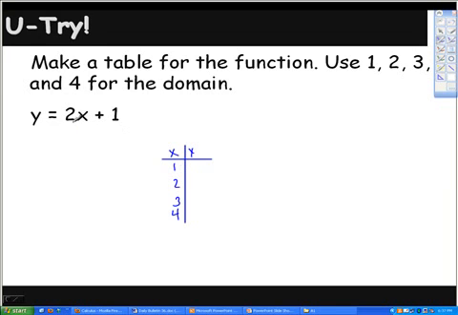We'll plug in 1. 2 times 1 is 2, plus 1 is 3. And we'll plug in 2. 4 plus 1 is 5. We'll plug in 3. 6 plus 1 is 7. And if you see the pattern here, we would expect a 9 here, right? 3, 5, 7, 9. 4 times 2 is 8, plus 1 is 9. So there's my table of values.